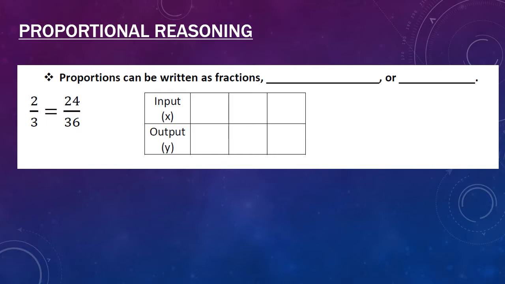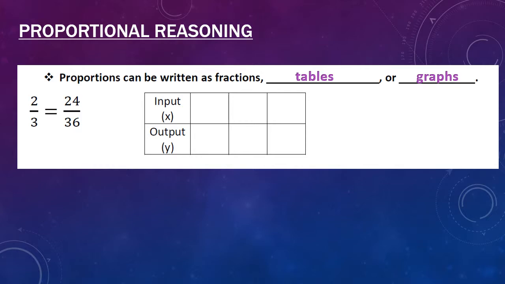Proportions can also be written in 3 ways. Now, it's not the same as ratios. They can be written as fractions or ratios that equal one another. They can also be written as tables, like the table you see in front of you, or they can be written in graph form, and we're going to study all 3 of these. So you see the fraction form to the left, you see the table form in front of you, and I'm going to show you the graph form in just a second. So we're saying 2/3 equals 24/36.